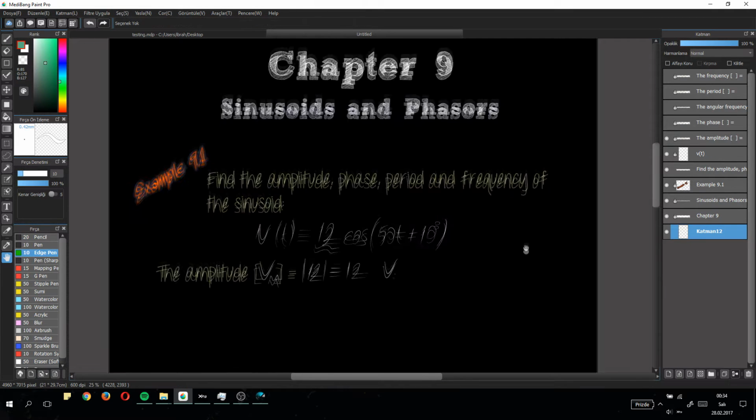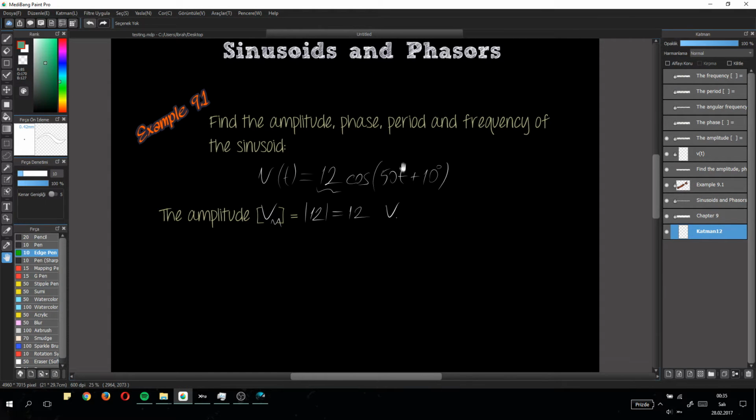Now it's time to find the phase. The phase is an angle, and the only angle that we are seeing in the function is right over here. It's 10 degrees. Since it's an angle, we could have defined this angle in terms of radians as well, and the notation for that is phi.